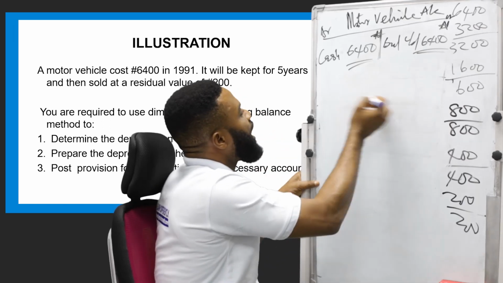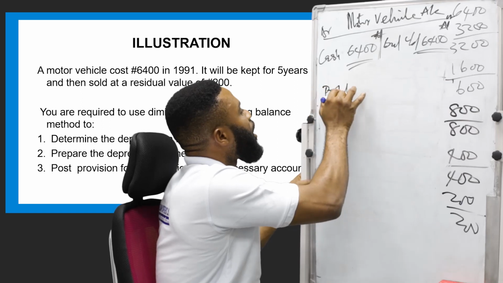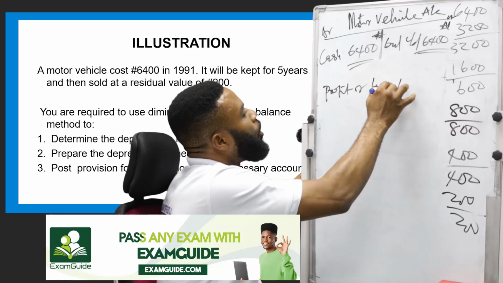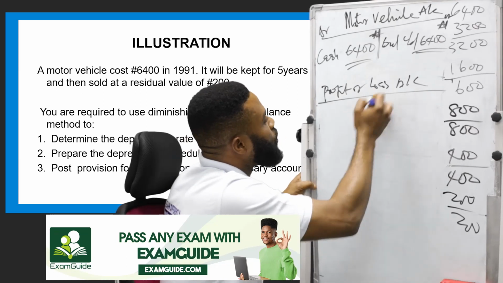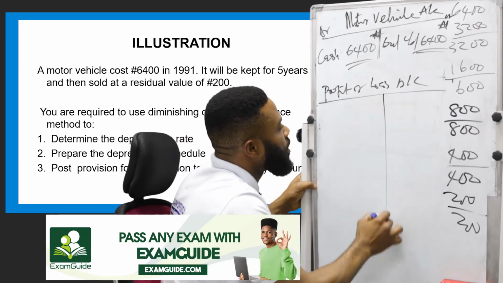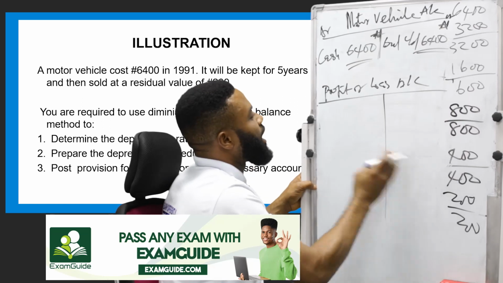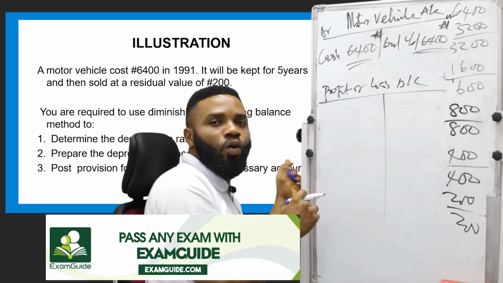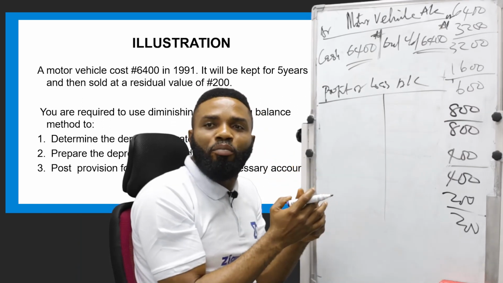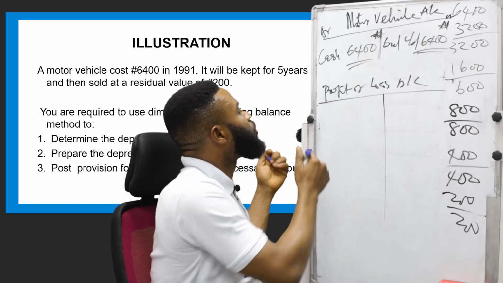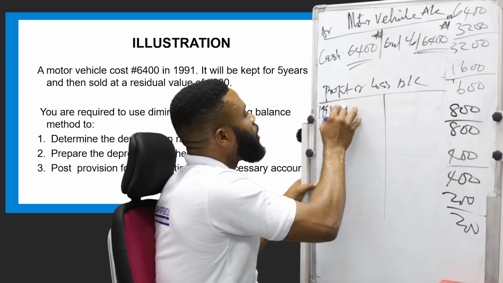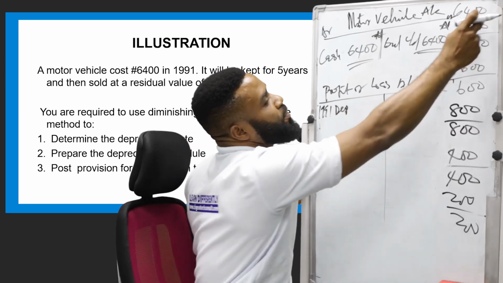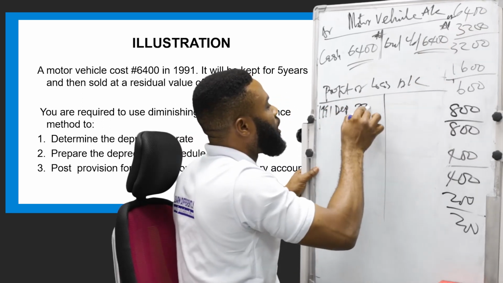So you come down and write your profit or loss account. Your profit or loss account at this point, it will look like this, and then this side is the credit side, while this side is the debit side. So let's assume they said they bought this in 1991. So you just come here, write your 1991. The depreciation is how much? For 1991, depreciation is 3,200.